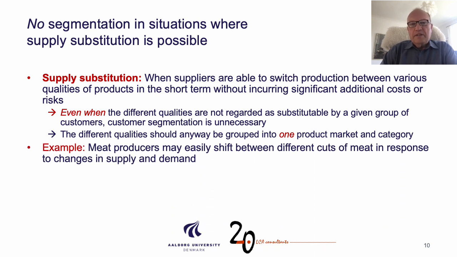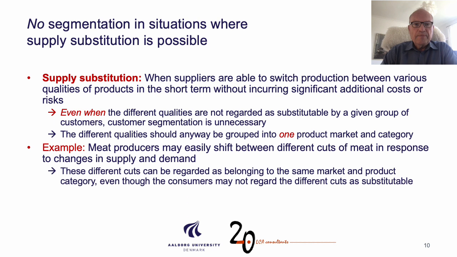An example of this is meat producers that may easily shift between different cuts of meat in response to changes in supply and demand. These different cuts can then be regarded as belonging to the same market and product category, even though the customers may not regard the different cuts as substitutable.